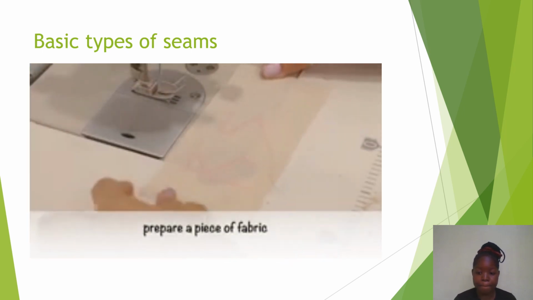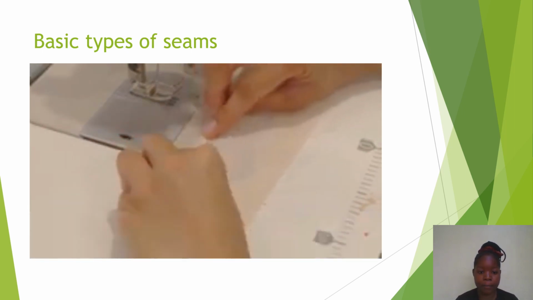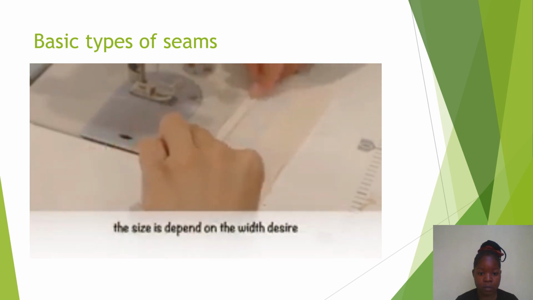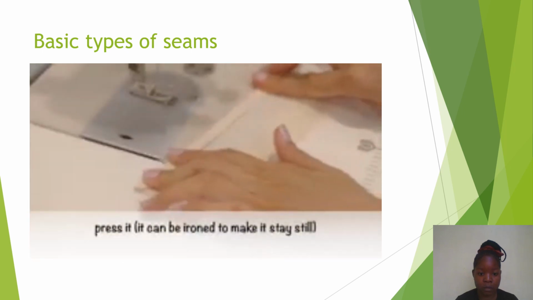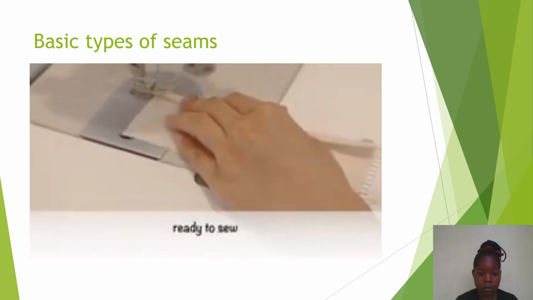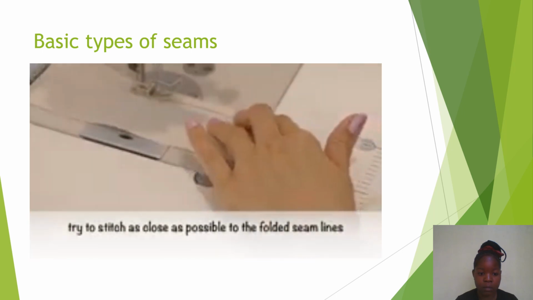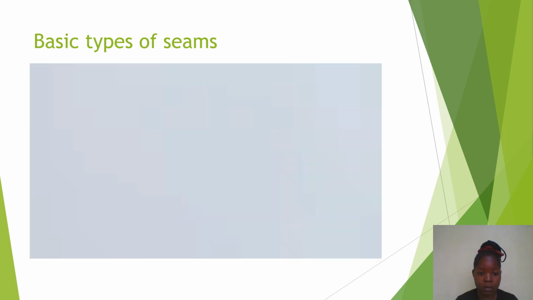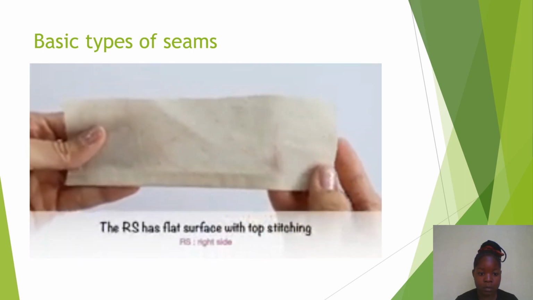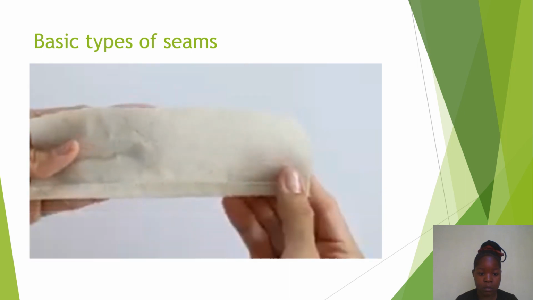Prepare a piece of fabric, turn to the wrong side, fold it twice. The size depends on the width desired. Press it. It can be ironed to make it stay still. And then ready to sew. Try to stitch as close as possible to the folded seam line. And here is the result. The right side has a flat surface with top stitching, and the wrong side is just like this.